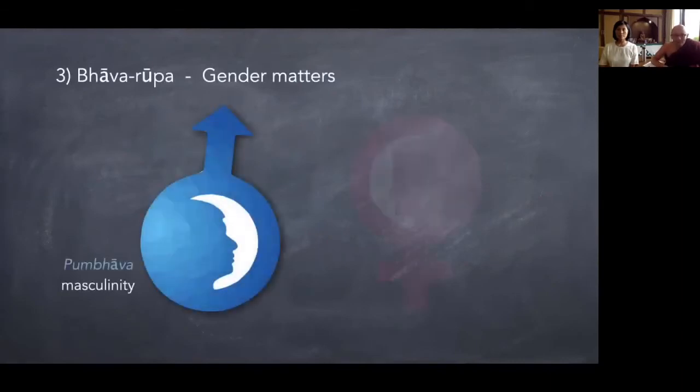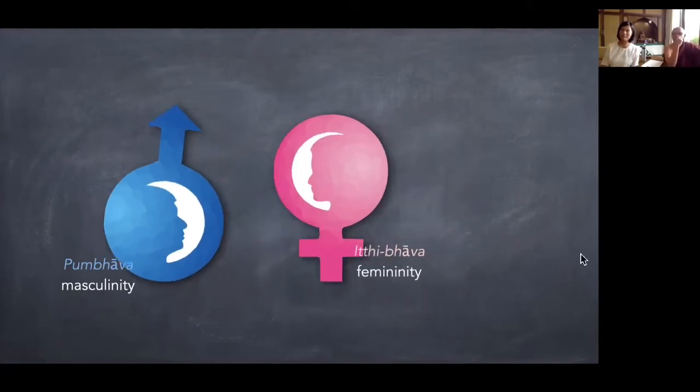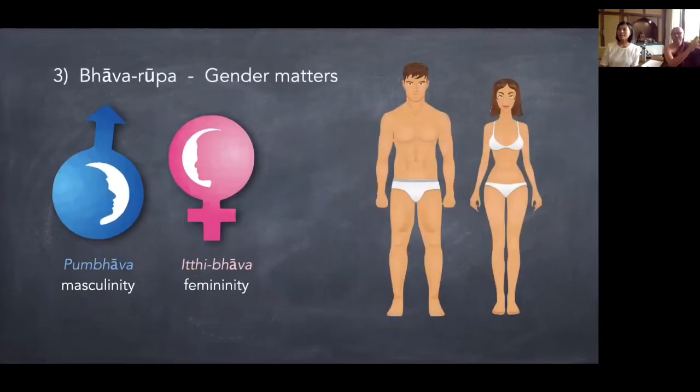Good. Okay. So the third group of rupa that we are going to see is called Bhava-rupa, gender matters. So we have Pumbhava, masculinity, and Itthibhava, femininity, naturally occurring in all species. This masculinity and femininity, just like kaya pasada, is said to be situated all over the body, like the cotton ball. So it's all over the body.